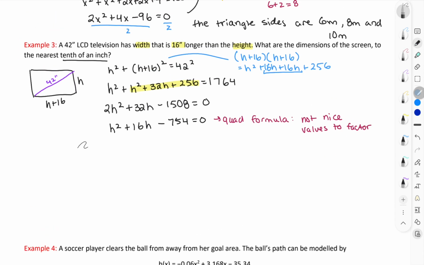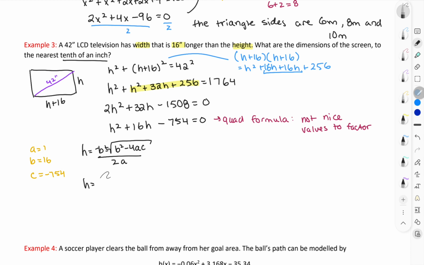So let's use the quadratic formula. So h is going to be equal to negative b plus or minus the square root of b squared minus 4ac all divided by 2a. And I'm calling it h just because I've called my variable h, right? That's what I'm solving for. Where in this case, a is 1, b is 16, and c is negative 754.